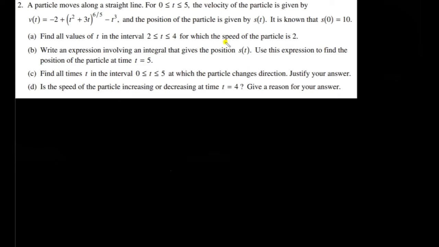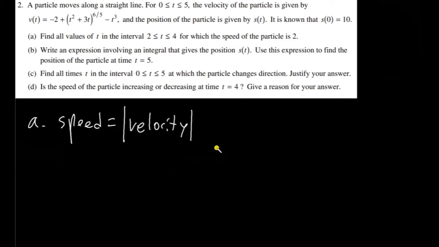So a lot of people think speed and velocity are the same. They're not. There's one minute difference, right? So basically, speed is the absolute value of velocity. Okay, that's pretty much it. So speed doesn't take into account direction, but velocity does. Okay, so if we want to figure out when this speed is equal to 2, we'll take the absolute value of the velocity. So the absolute value of -2 plus this whole mess.